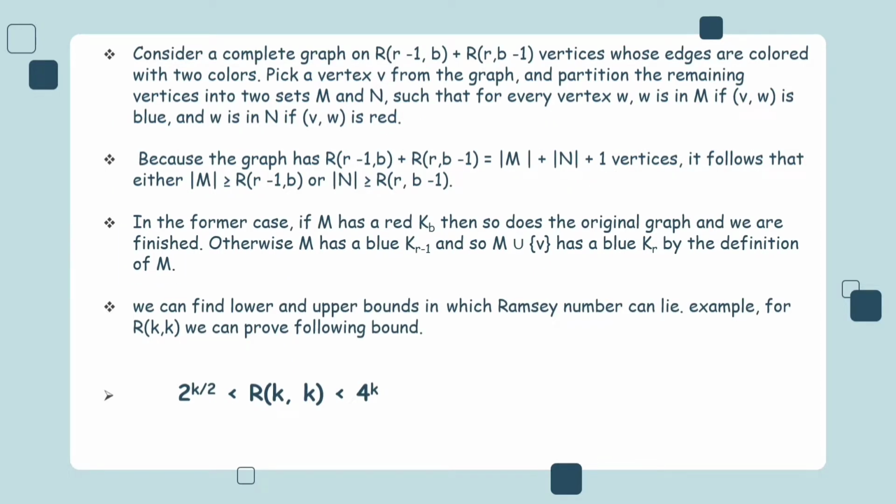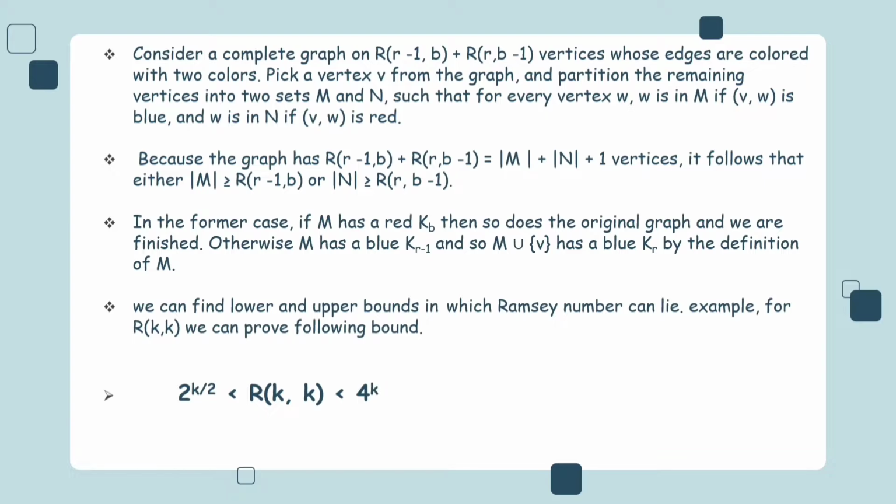Consider a complete graph with R(r-1, b) plus R(r, b-1) plus 1 vertices whose edges are colored with 2 colors. Pick a vertex V from the graph and partition the remaining vertices into 2 sets, M and N, such that for every vertex W, W is in M if VW is blue and W is in N if VW is red.